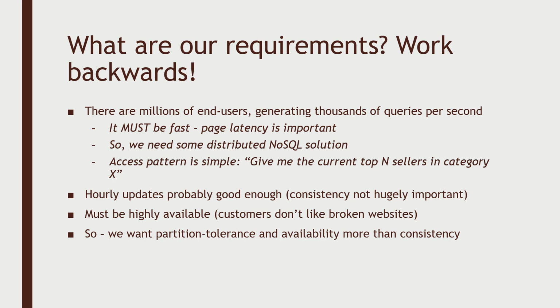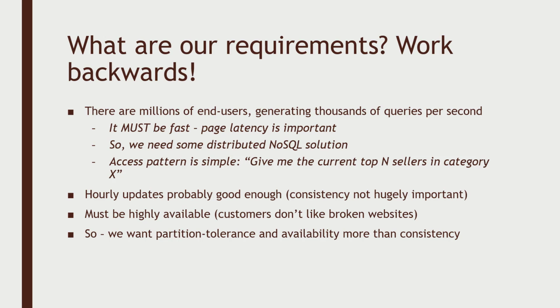So at the end, we're going to need some distributed NoSQL-y kind of solution for actually vending the data that we come up with to the website itself. And the access pattern is going to be very simple. It's just going to be, give me the current top N sellers, top 10, top 20, whatever it might be, in this particular category, books or apparel, whatever it may be. So you can see that information can be boiled down to a relatively small data set that can be distributed through some distributed quick database.